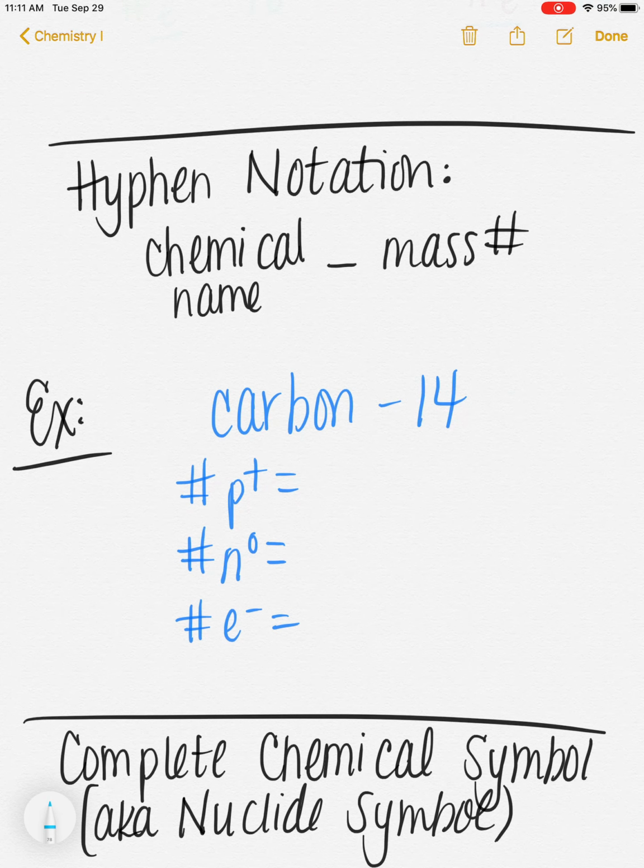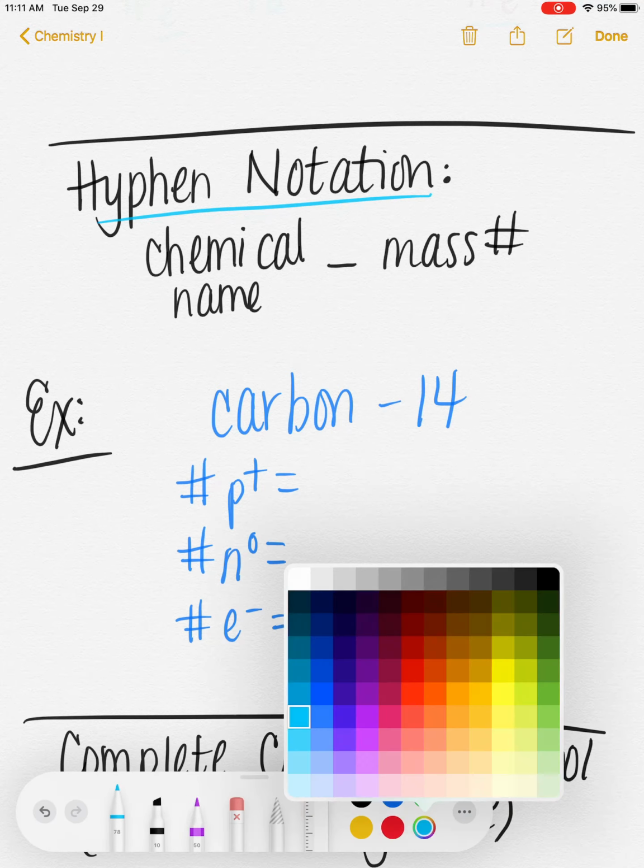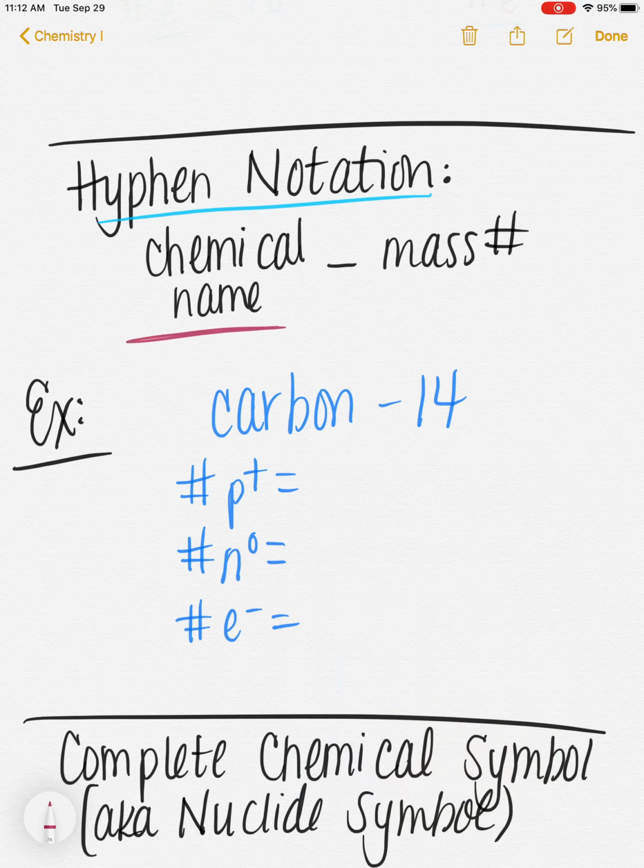All right. Other ways of noting and specifying exactly what atom you're working with. Hyphen notation is a commonly used variation of note-taking. So in a hyphen notation, you will give the chemical's name with a hyphen, which is just a dash, to the mass number. All right, so our example here is carbon-14. That means that 14 is our mass number.